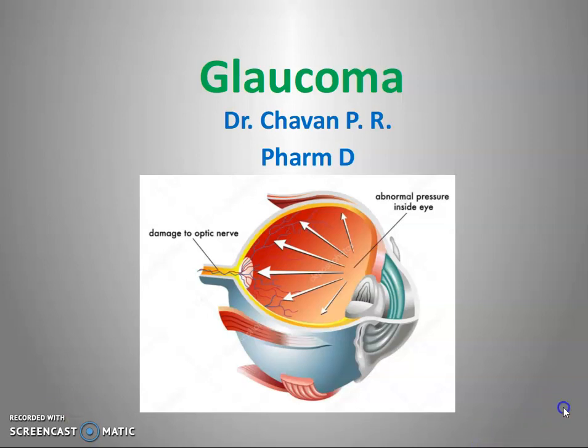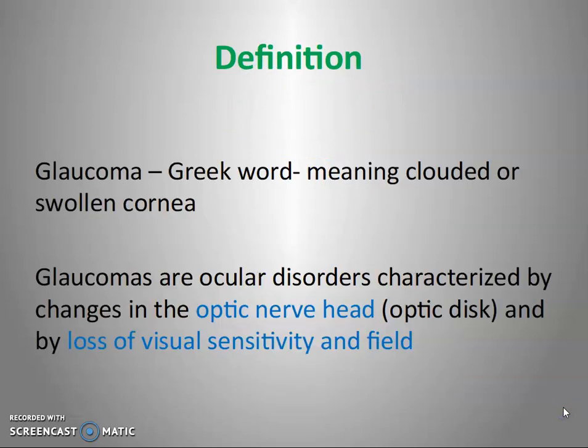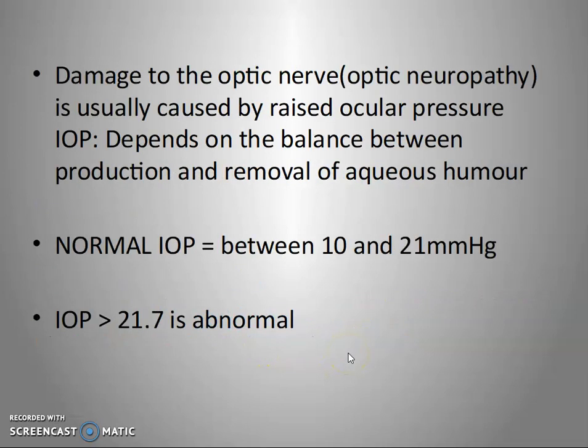So moving towards the first point, glaucoma is a Greek word meaning clouded or swollen cornea. It is a disease condition in which optic nerve damage is there, which can lead to visual disturbances. This damage to the optic nerve is mainly caused due to rising of intraocular pressure, which is dependent on the balance between production and removal of aqueous humor.